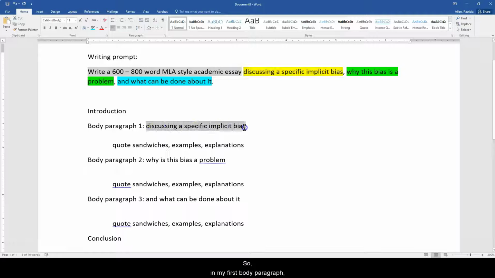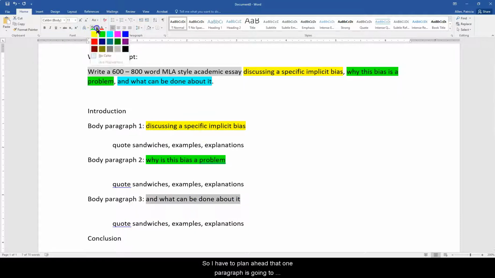So, in my first body paragraph, in order to answer this multi-part question for my instructor, and I can only have one main idea per paragraph, I'm going to talk about the specific implicit bias. Next, I have to discuss why the bias is a problem. So I'm going to plan that one of my paragraphs is going to discuss that part of the question. And third, I have to talk about what can be done about this bias. So I have to plan ahead that one paragraph is going to talk about that issue.